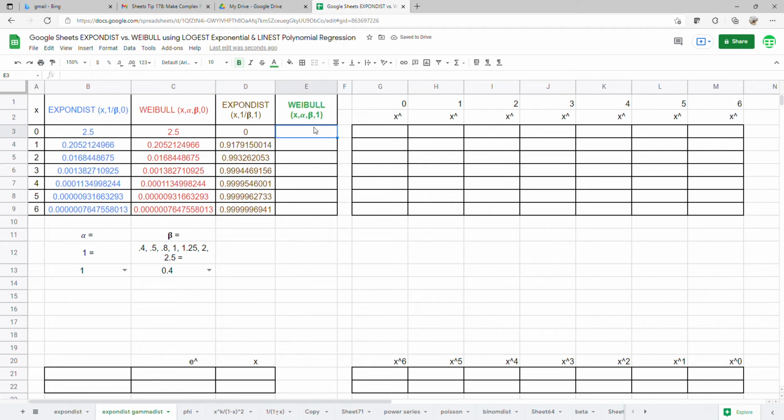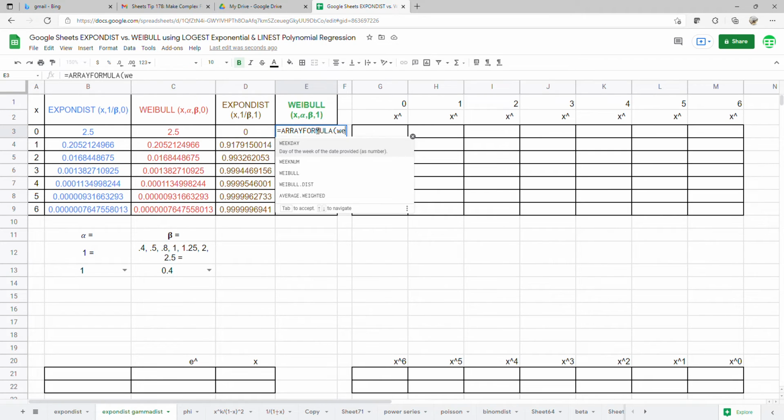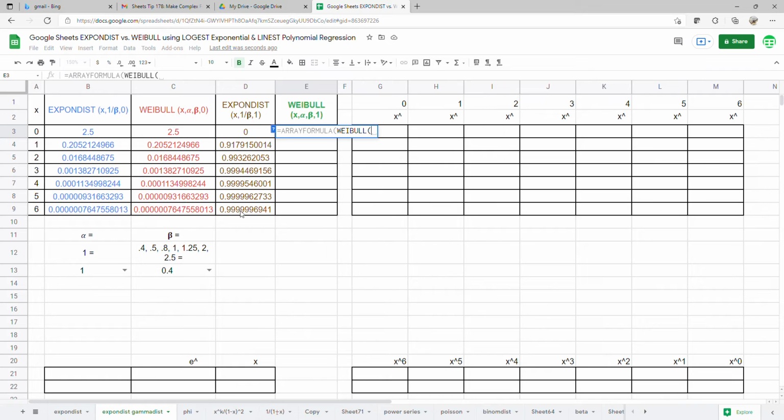Likewise, the Weibull function is equal to array formula, Weibull of the x values, comma, our alpha is 1, and this is our beta, and 1 because this is the cumulative distribution function. And we also enter the Taylor series, the polynomial regression.